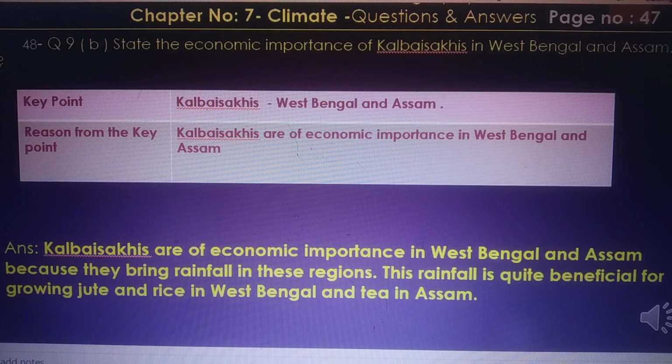Question number 48. State the economic importance of Kalbaisakhi in West Bengal and Assam. The key point: Kalbaisakhi, West Bengal and Assam. Kalbaisakhi is economically important in West Bengal and Assam. We have taken the final answer: the rainfall is quite beneficial for growing jute and rice in West Bengal and tea in Assam.